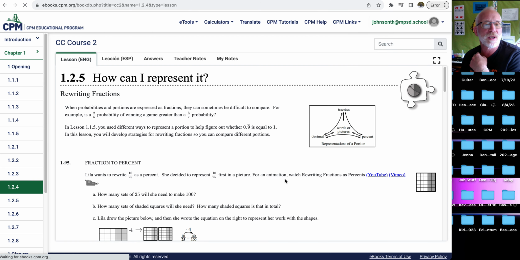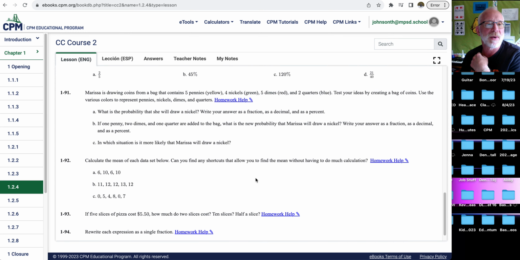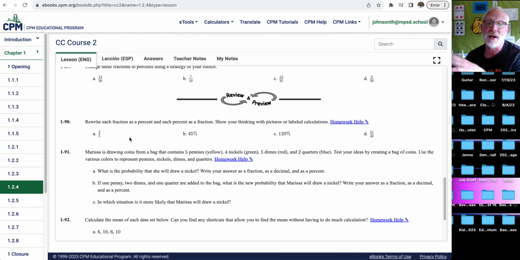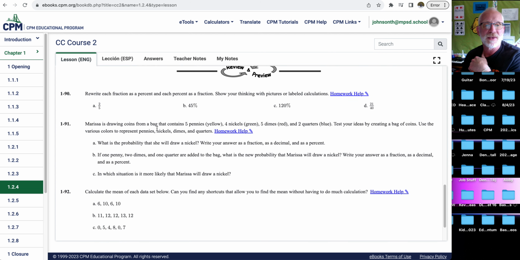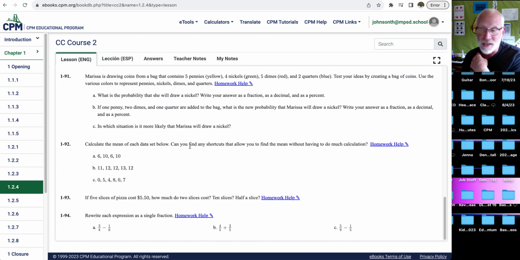Then we looked at homework for this, and we came up with rewrite each fraction as a percent and each percent as a fraction. This is back to probability, drawing coins from bags. Find the mean. If you don't remember mean, check your homework out. This is for unit rates. If 5 slices of pizza cost $5.50, how much do 2 cost? My idea, find out how much 1 costs. Then you can figure out how much 10 costs and how much half of a piece costs.